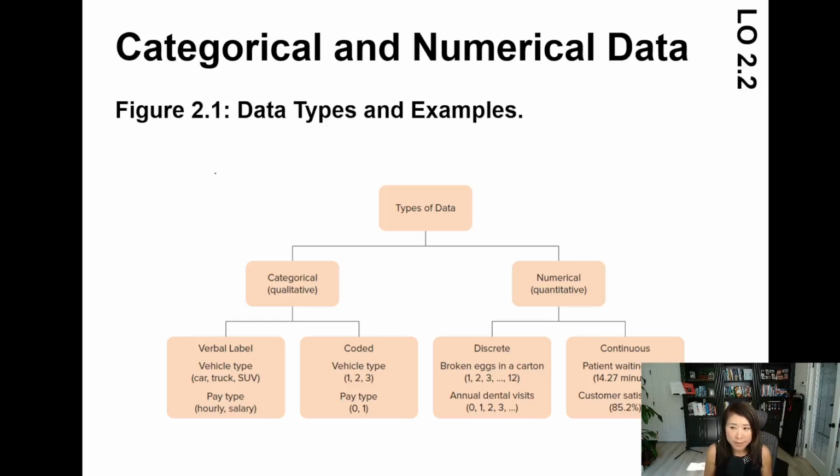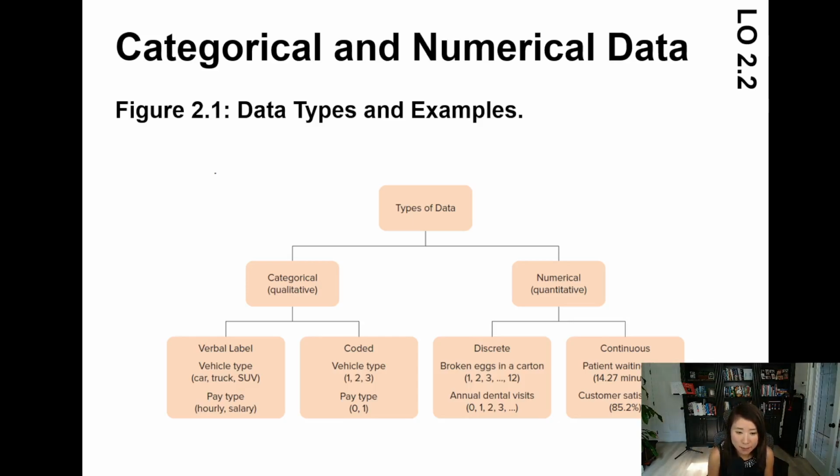Okay, so in this video, we are learning the differences between the data types. There are two ways to classify data, and in this video we learn the first way. The data can be either categorical or numeric. Categorical data is also called qualitative data, and numerical data is also called quantitative data.